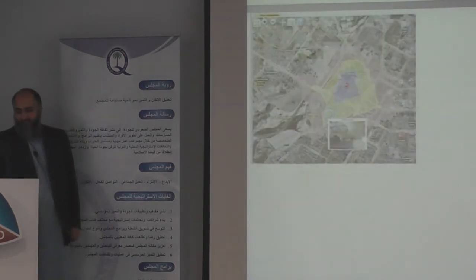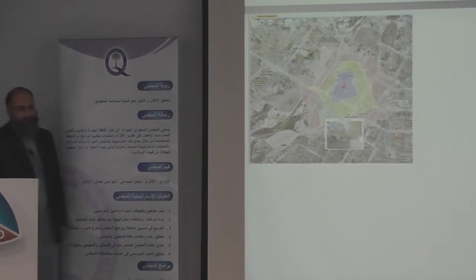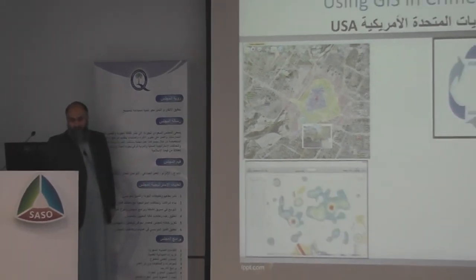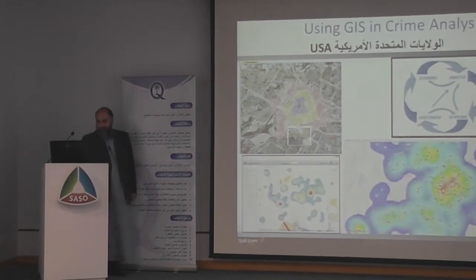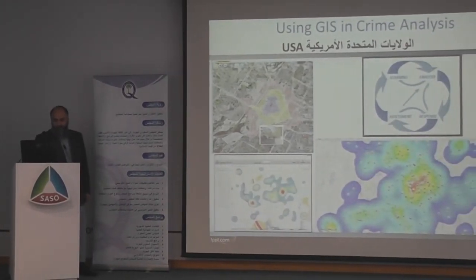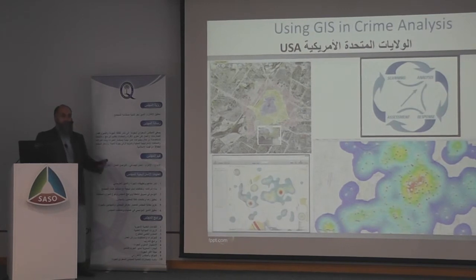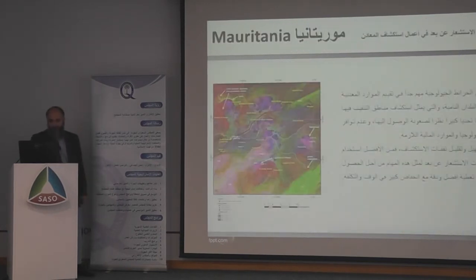Also in the US, but somewhere else, used for crime analysis. The areas that have high crime rate. And how GIS can spot these areas to increase forces or to diversify people or so on.